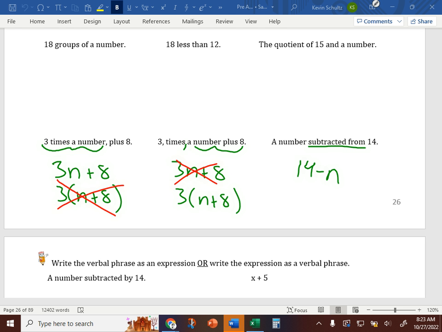Questions on this first page? You getting the gist of it? Still feeling relaxed? Good.